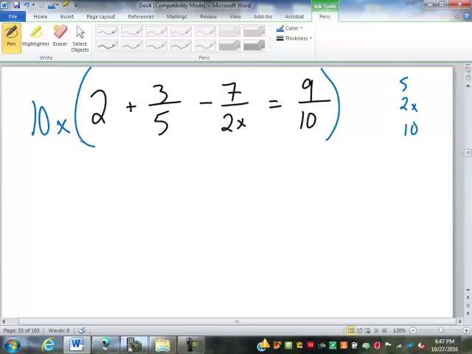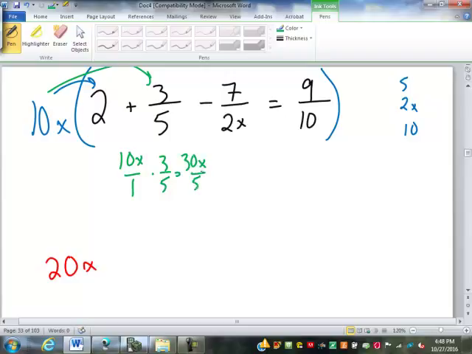So now, 10x times 2 is fairly simple. What's that going to be? 20x, right? Next, 10x times 3 over 5. So 10x over 1 times 3 over 5 is 30x over 5, which divides out to be positive 6x.